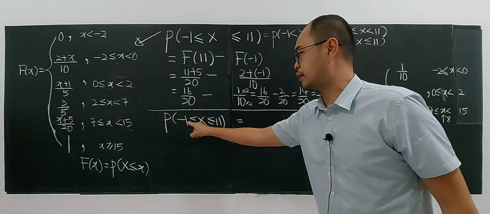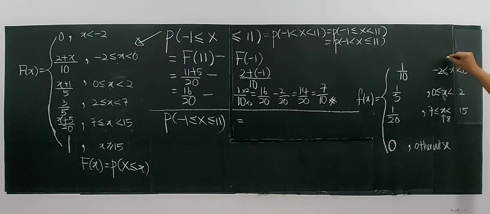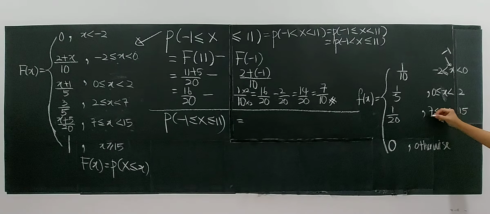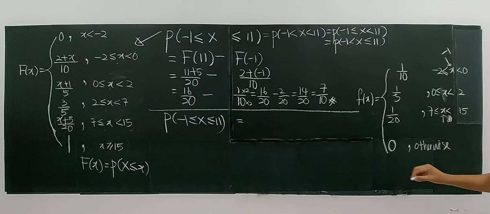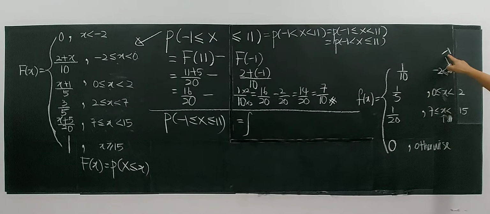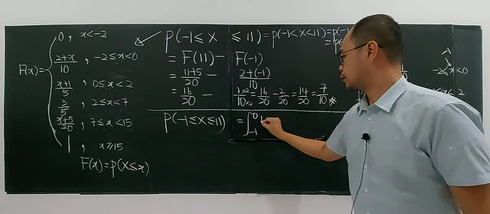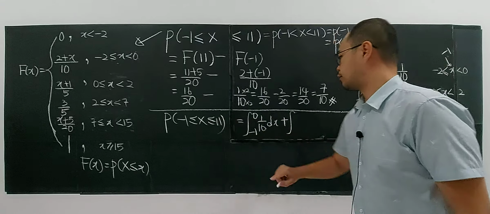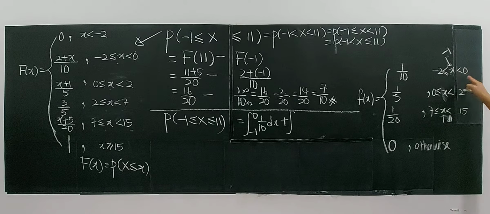At first you have to identify where -1 is and where 11 is. Then you integrate, starting from -1. X must be more than -1, so -1 up to 0, and during this range the density is 1 over 10 dx. Then you have to add up until you reach 11.